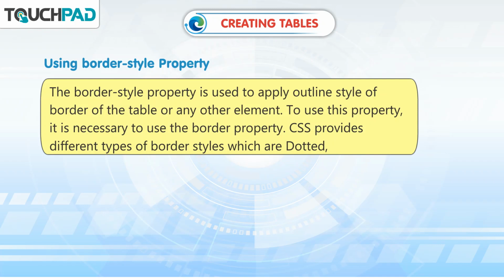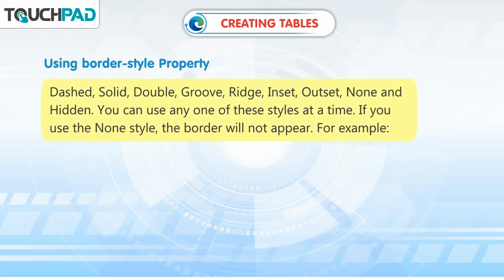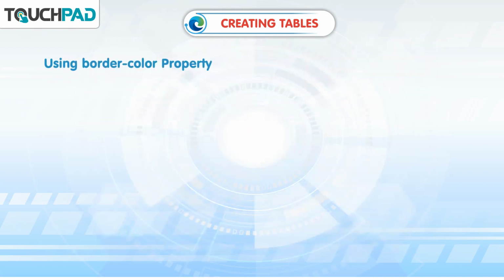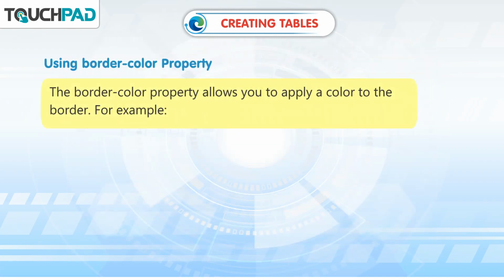CSS provides different types of border styles which are dotted, dashed, solid, double, groove, ridge, inset, outset, none, and hidden. You can use any one of these styles at a time. If you use the none style, the border will not appear. For example, using border color property. The border color property allows you to apply a color to the border.